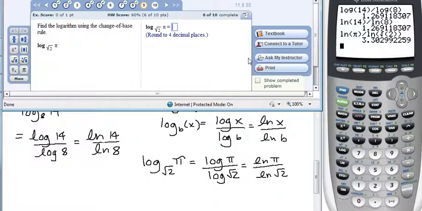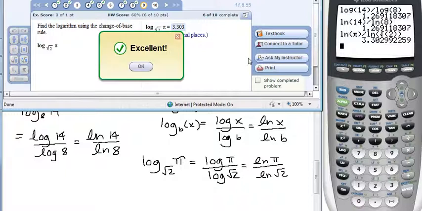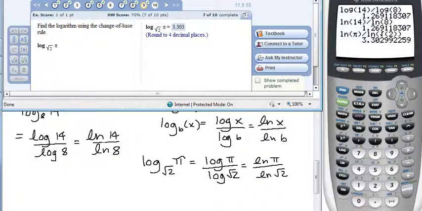So we've got 3.30, to 4 decimals, 3.3. Excellent. All right, and number 10 is the same. I'm not going to do it. It's the same stuff there.